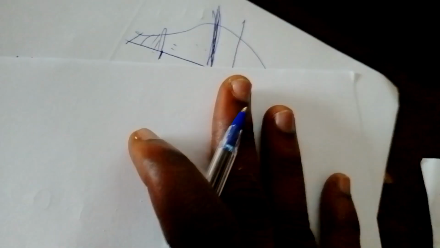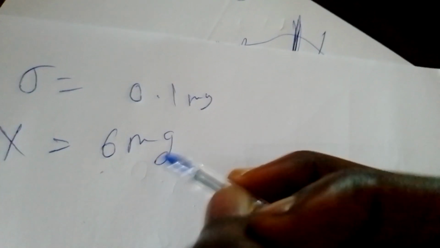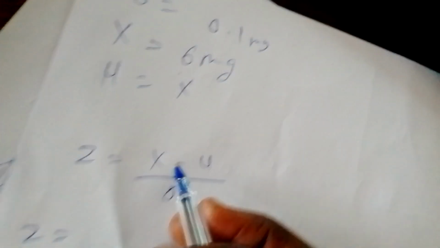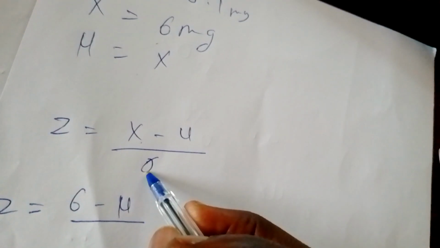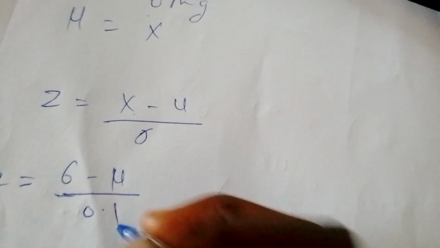First of all, you write down your parameters. Our sigma is 0.1 milligrams. Our x, which we are concerned about here, is 6 milligrams. Our mu is what we don't know. We know that z is equal to (x minus mu) over sigma. So z here will be 6 minus mu, which we are looking for, over sigma, and sigma is 0.1.